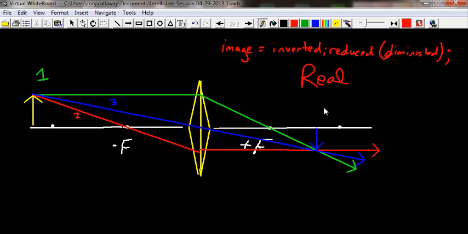Okay, now we're also going to do a little bit of math with this. We're going to show you the solution on how to solve for these things and to prove mathematically that it's inverted, reduced, and real as well. And that's going to be using the thin lens equation, or the same equation we use for mirrors, 1 over P plus 1 over Q equals 1 over F. Okay? Alright, I'm going to pause here for a minute, and then we'll be back here in just a second.